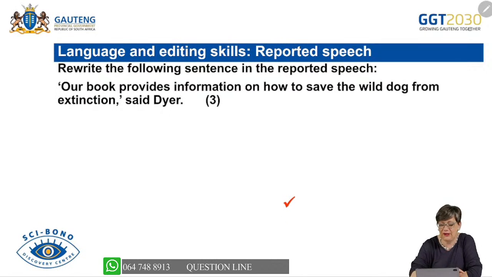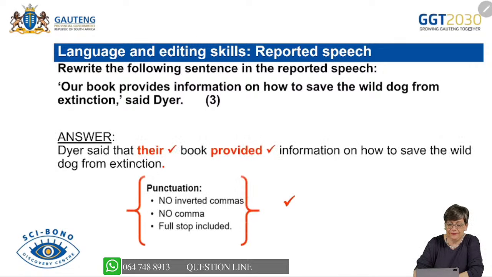So here's your question. Rewrite the following sentence in the reported speech. Our book provides information on how to save the wild dog from extinction, says Dyer. Right. Now, let's do this. We always start with a person's name. It's just easier. Dyer said that, and now I have to change. Our book becomes their book.